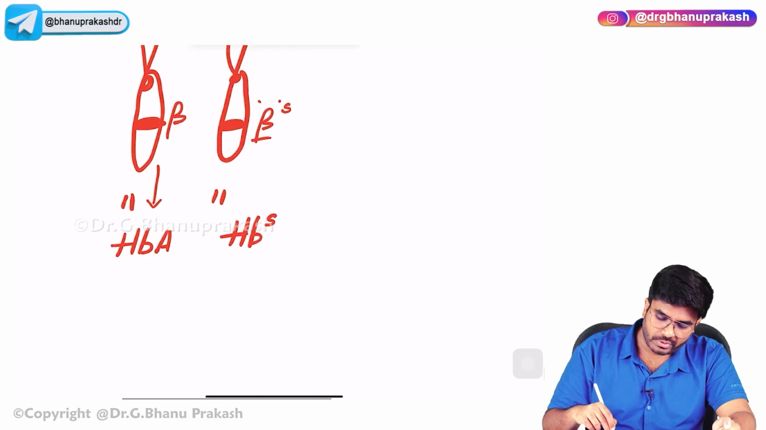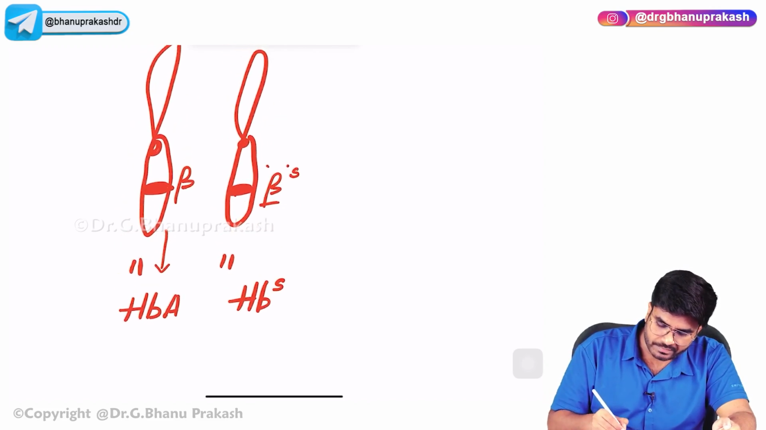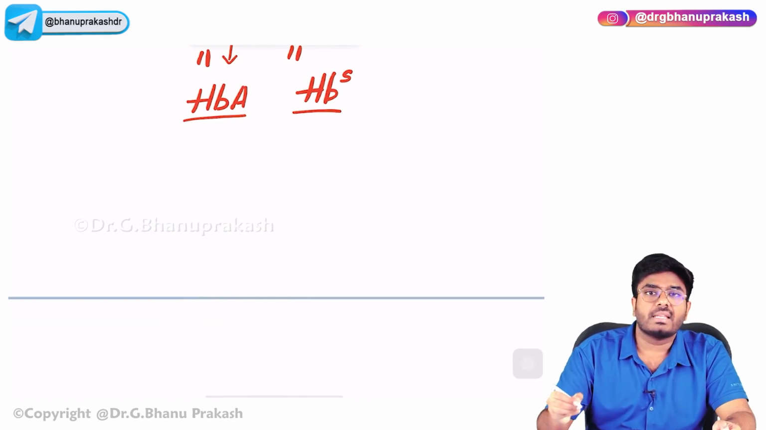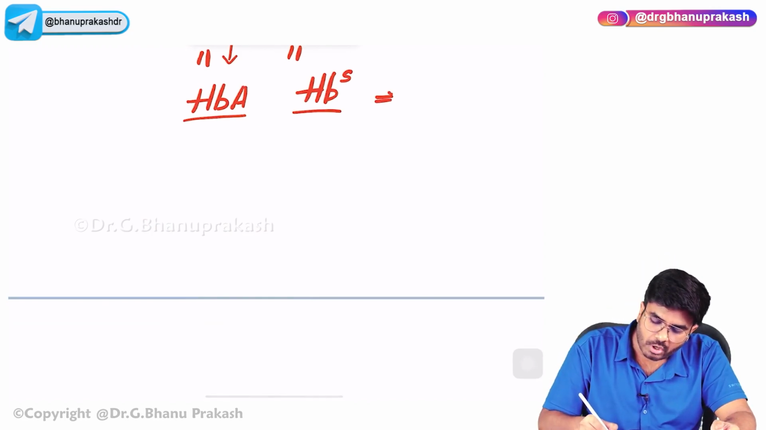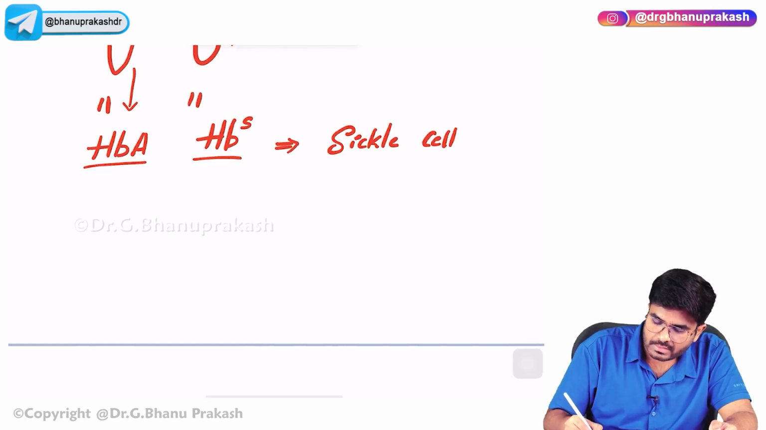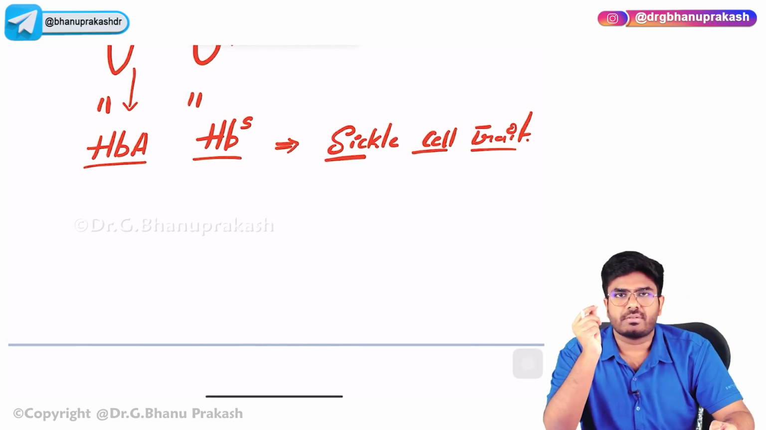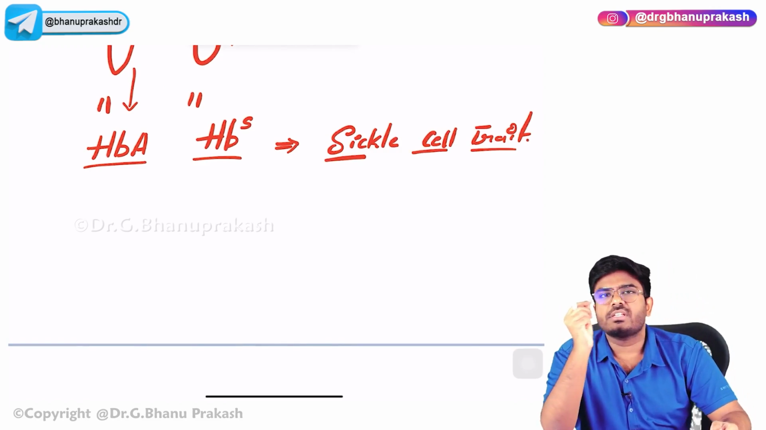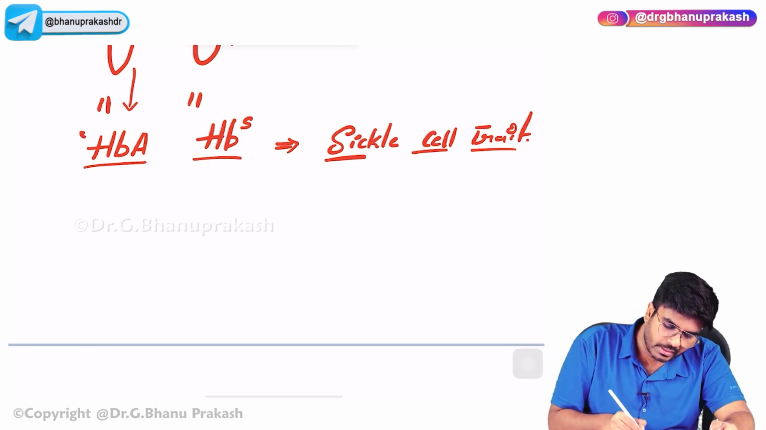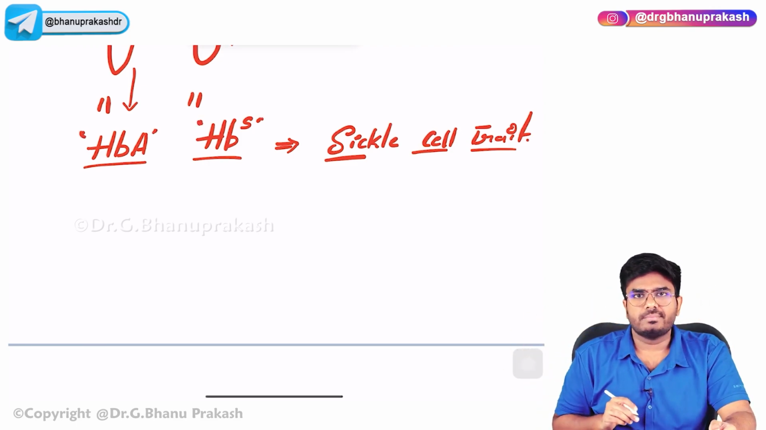What I want you to know is, in this type of combination, in this patient normal hemoglobin is there and sickle cell hemoglobin is there. So, these patients are called sickle cell trait. Sickle cell trait means one gene mutation, on the two genes, one gene is mutated. So, 50% normal hemoglobin, 50% sickle cell hemoglobin.